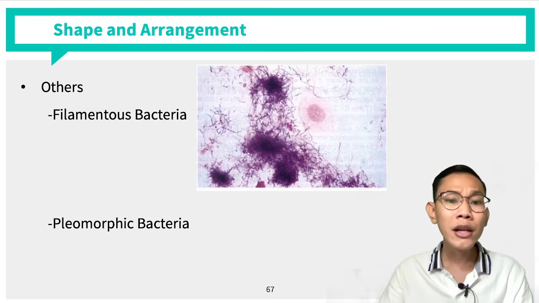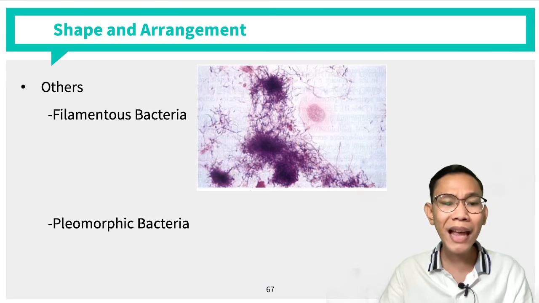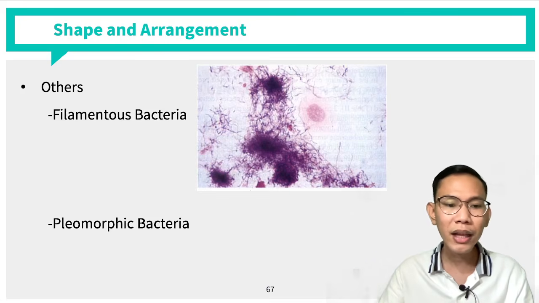We have also your pleomorphic bacteria. When we say pleomorphic bacteria, they do not have a specified shape that are included in this group. No specified shape. So we have a lot of examples of that. A very good example of that is still your mycoplasma.